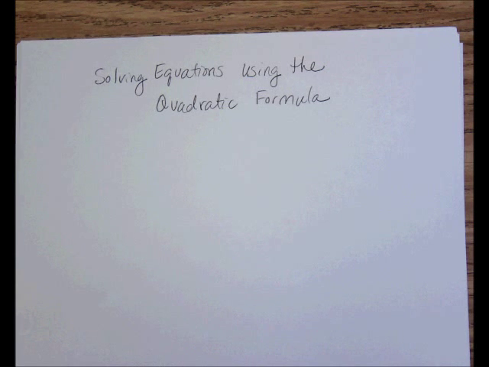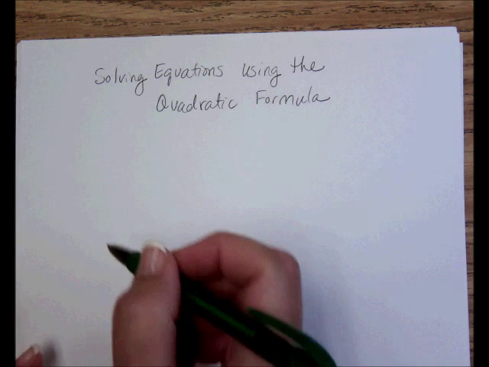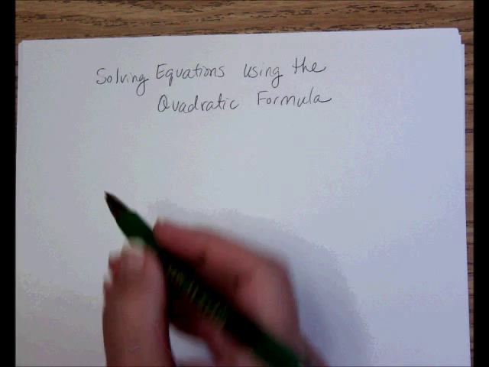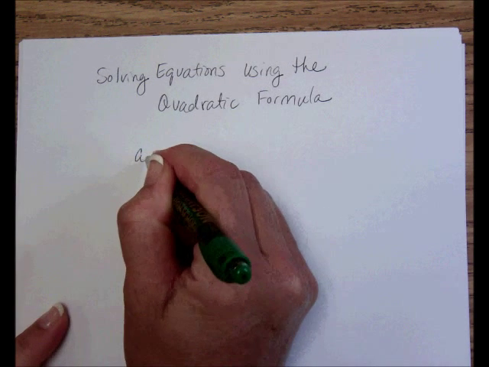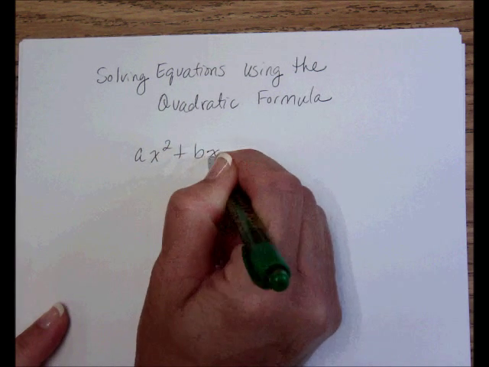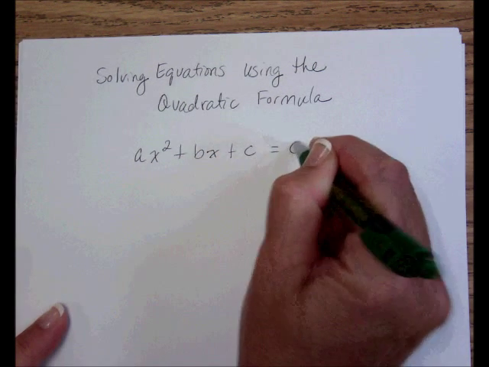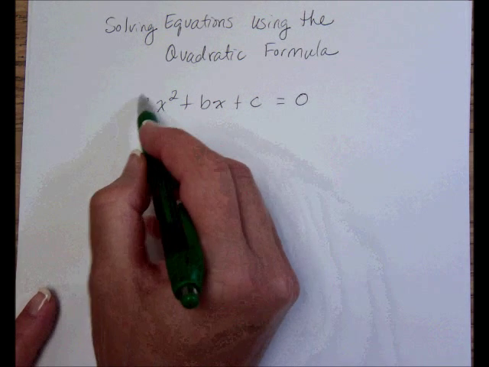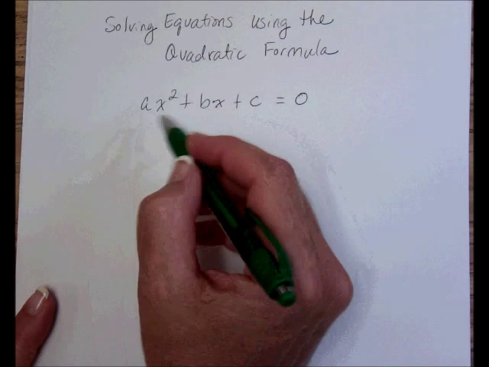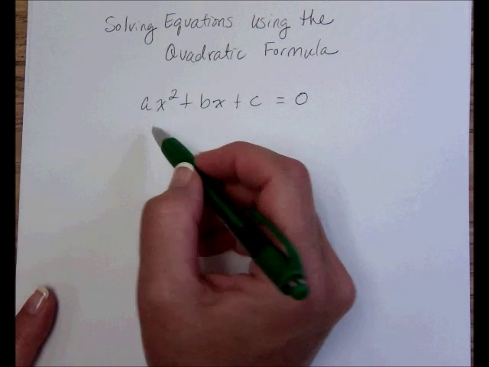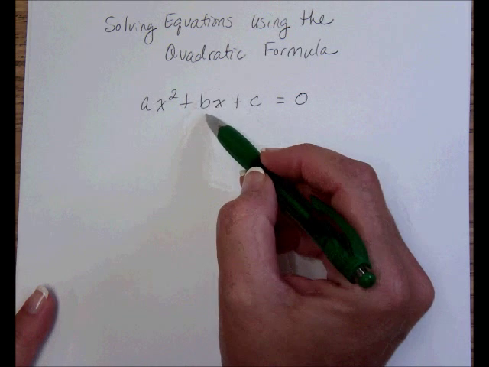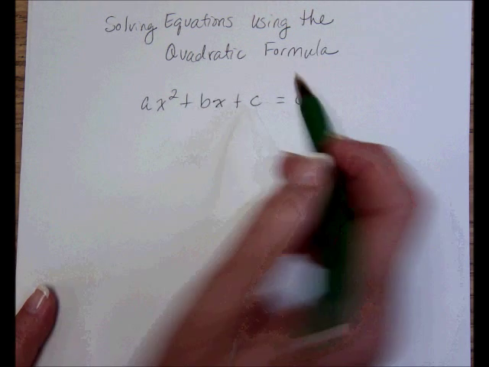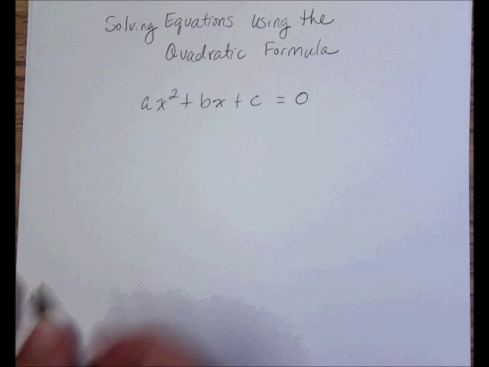This video is for solving equations using the quadratic formula. Before we get started, I just wanted to talk about what kind of equations I'm talking about. I'm talking about equations such as ax squared plus bx plus c, set equal to 0. In this case, a can be any number. It can be a fraction, positive or negative, and b can also be a number including 0, and c can also be a number including 0, any number.